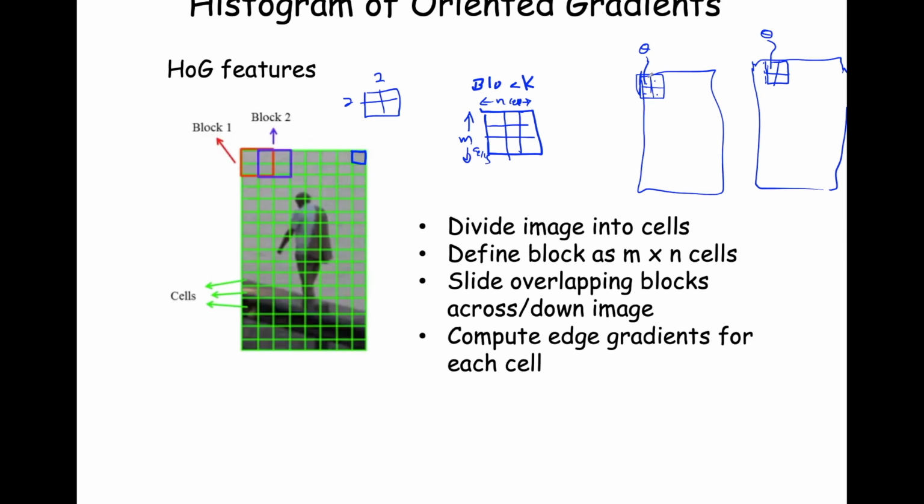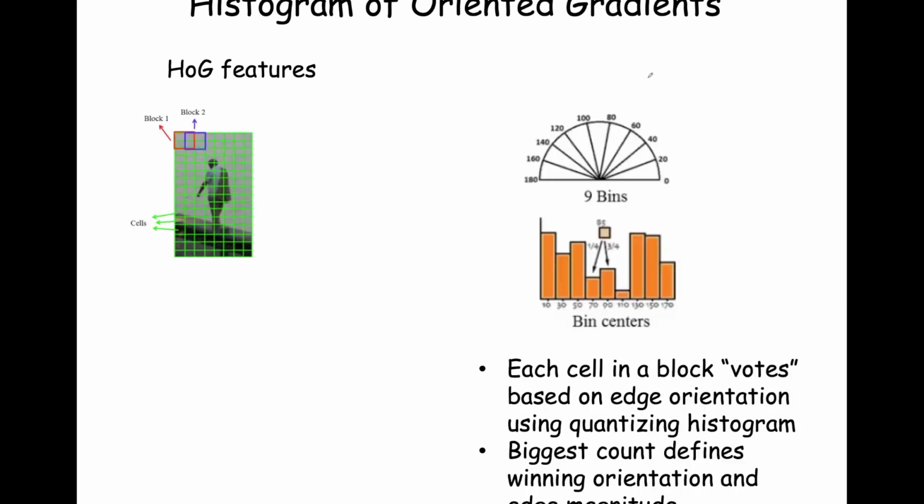And so we take all of those edge gradients now and we combine them through a voting mechanism. Each cell within a block is going to contribute some number of edge measurements, some number of theta, and each cell in the block is going to use its edge orientations to vote, and it's going to vote in a so-called quantizing histogram.